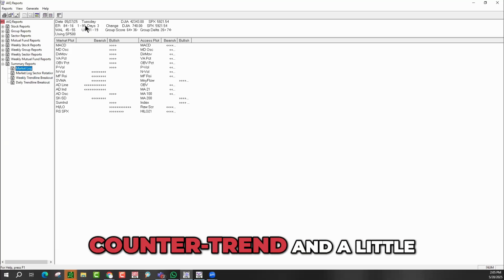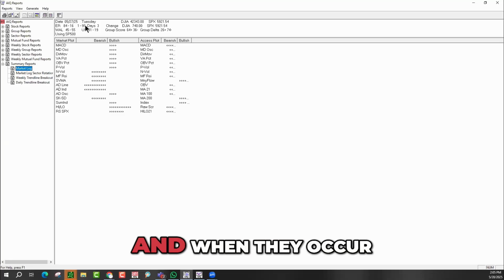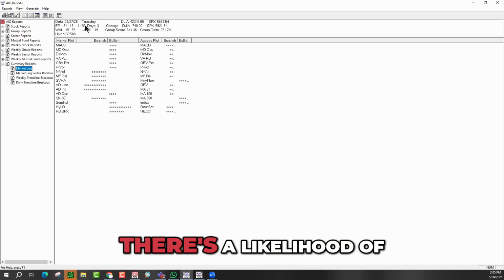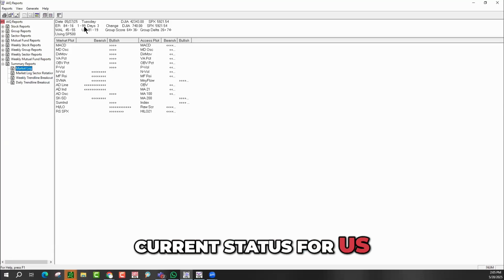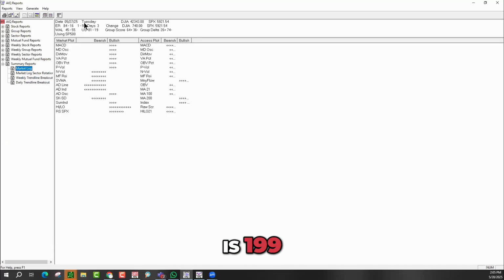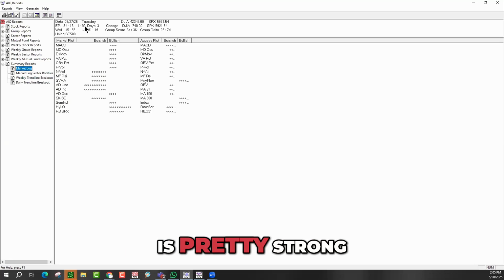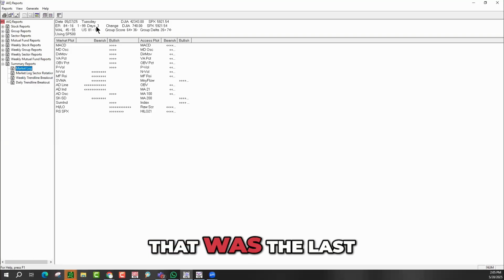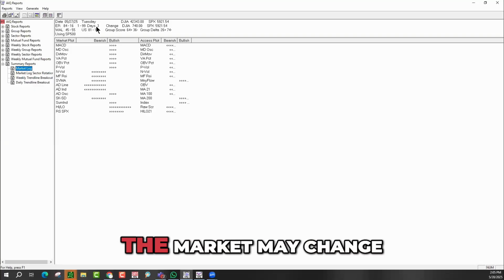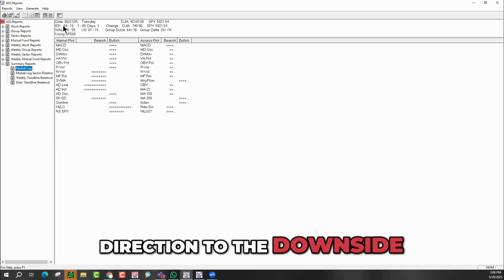These signals are often counter trend and a little bit early. And when they occur, it usually does mean there's a likelihood of a change in direction coming. Current status for us is 199. So that means the last high signal, anything over about 95 is pretty strong. So the last signal was 3 days ago. That was the last strong signal saying the market may change direction to the downside.